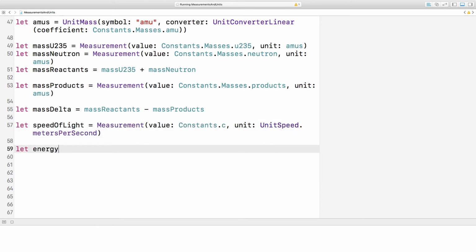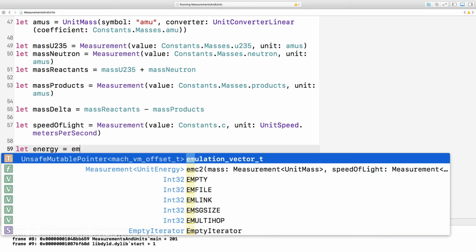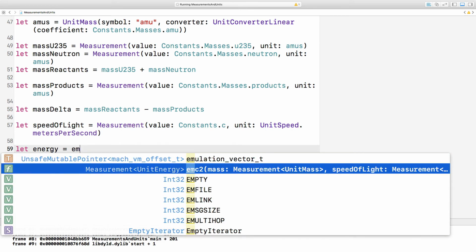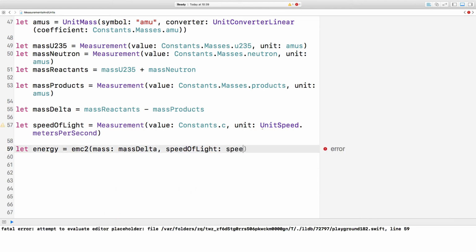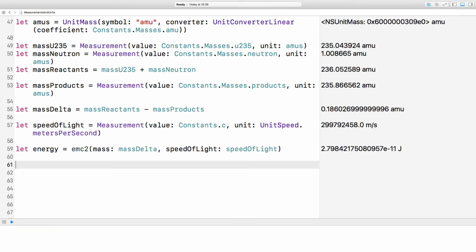Now that I've created the mass and the speed of light, I can go ahead and use the EMC2 function that I created before. Notice that the units for the mass are AMUs, and the function knows nothing about them. That's the power of using these measurements. You can see the result here is about 2.8 times 10 to the minus 11 joules. This energy might seem really small. Times 10 to the minus 11? Tiny. The reason for that is because it's the energy released by one single uranium nucleus.